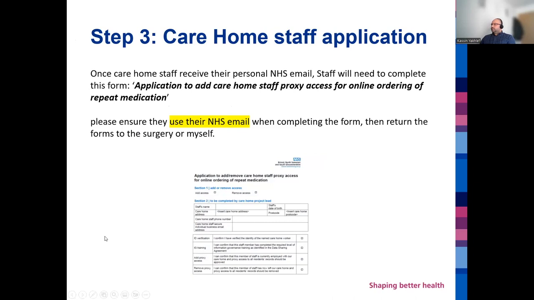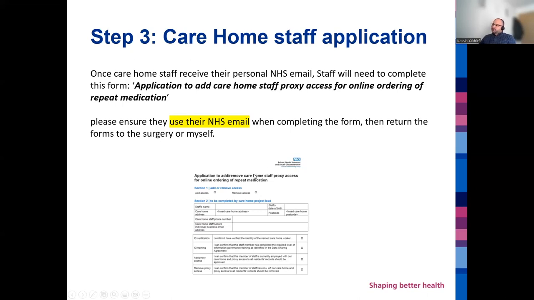The third step will be for the member of staff to make a proxy account application. So there's a form as well here. They will need to complete that form. What's really important here is that they need to use their NHS email. So once they get one in step two, they need to use that individual NHS email, or their company's email that is deemed secure by NHS Digital, and use it to complete that form.